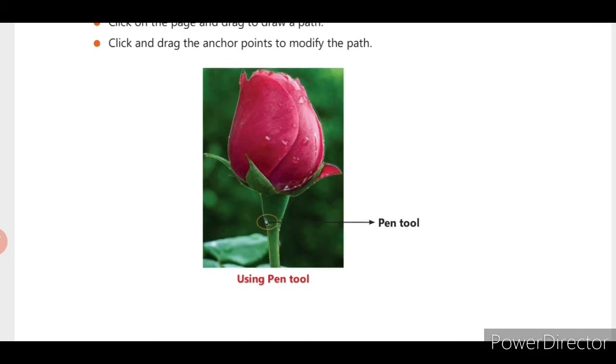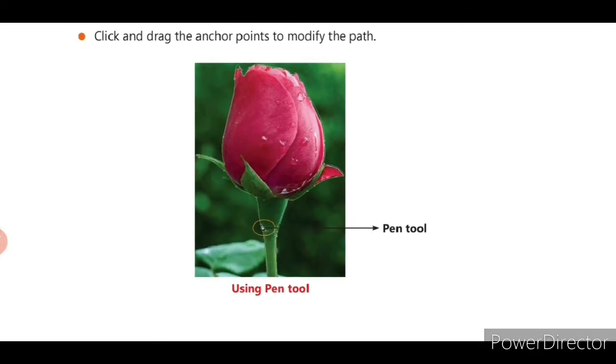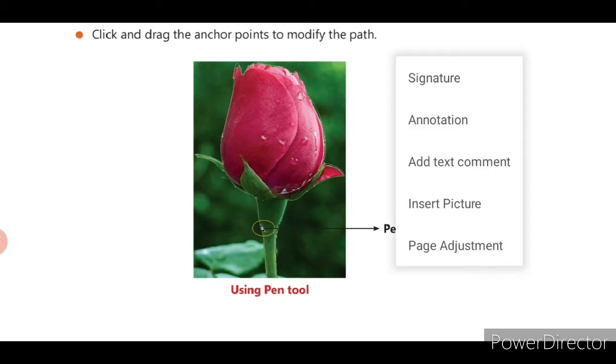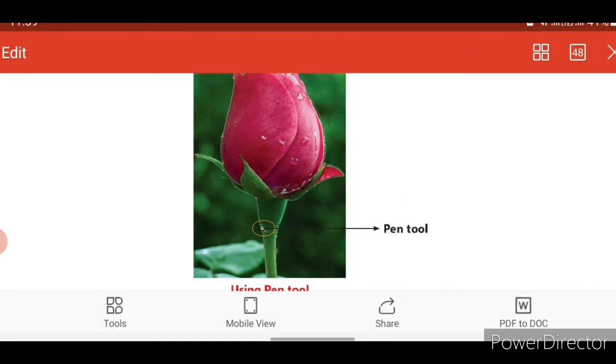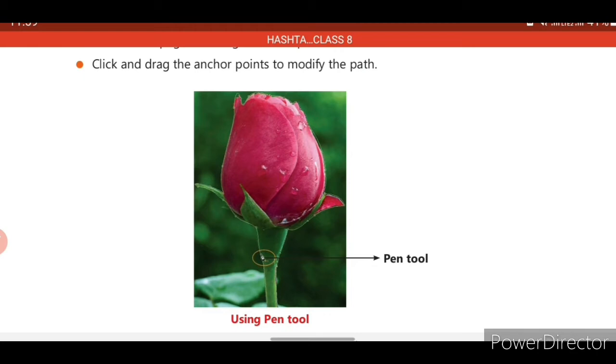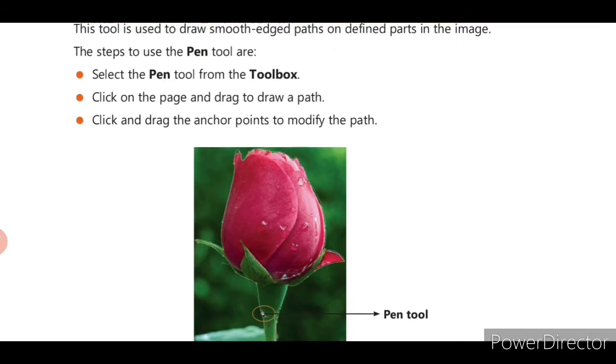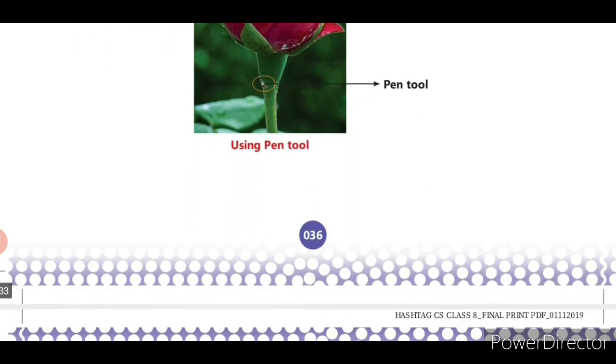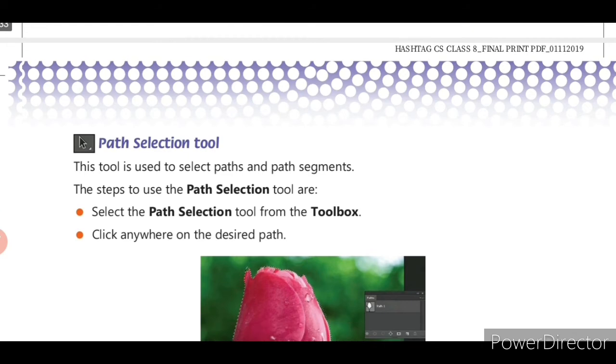Okay, see this picture everyone. Flower is given, right? Rose flower is given here. This arrow mark shows the pen tool. So after selecting the pen tool, we just want to click on the page and drag this pen tool, in order to draw anchor points to modify the path. Clear? So next we'll see about the path selection tool.